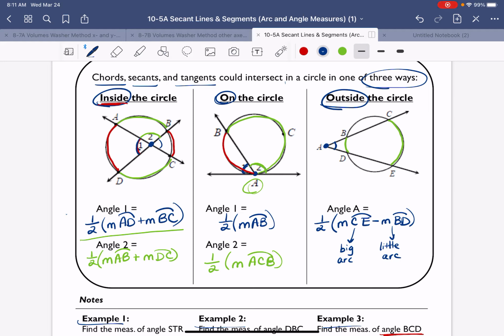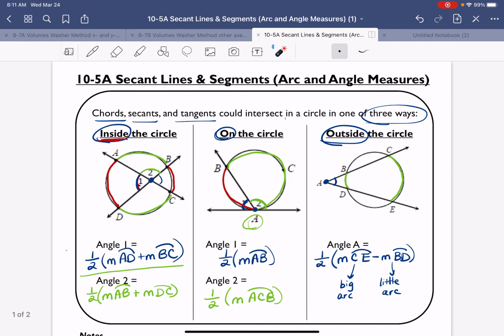So I'm just going to recap this. If the intersection is inside of the circle, you are adding the arcs connected to it and multiplying it by 1/2. If the intersection is outside of the circle, then you are subtracting the 2 arcs and then multiplying it by 1/2. And finally, if your intersection is on the circle, you treat it like an inscribed angle. The angle is 1/2 of the value of the connecting arc.